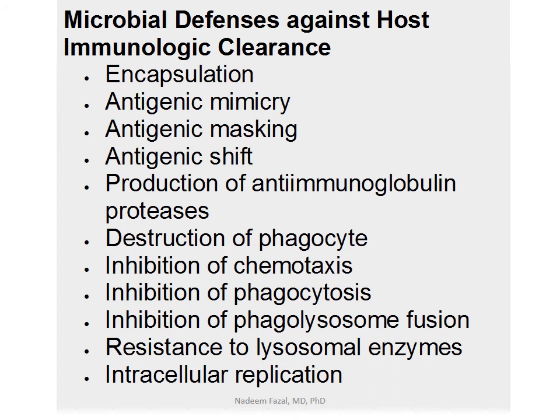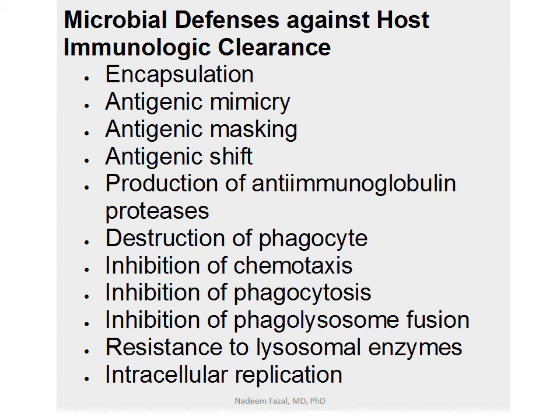They can mask the antigen. They can shift the antigen. They can come with an anti-immunoglobulin protease, like Neisseria gonorrhoeae, which has an IgA protease. They can destroy the phagocytes. They can inhibit chemotaxis. You can see everything that you normally need for a good immune response. For every step that we have discussed for a normal, good acquired or adaptive immune response, the bacteria will have a capability to either inhibit it, stop it, or decrease it. And you can see all these things that we have been discussing so far generally.